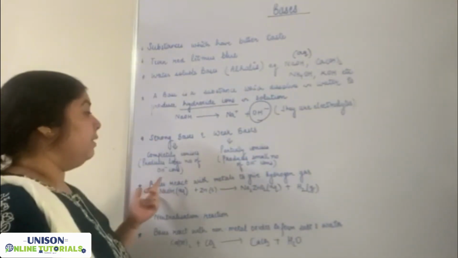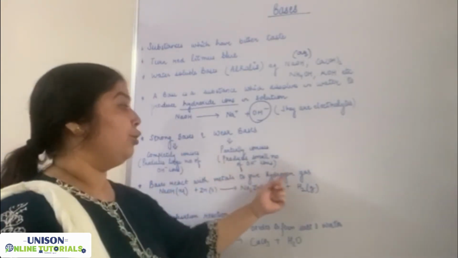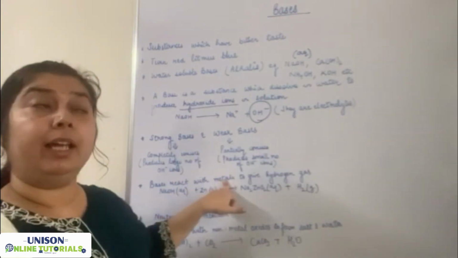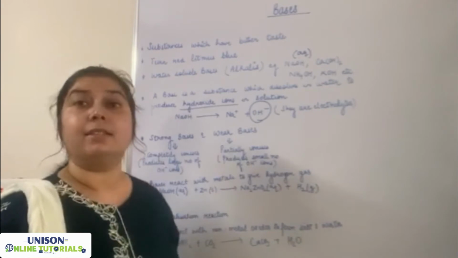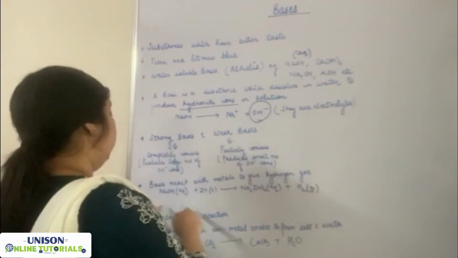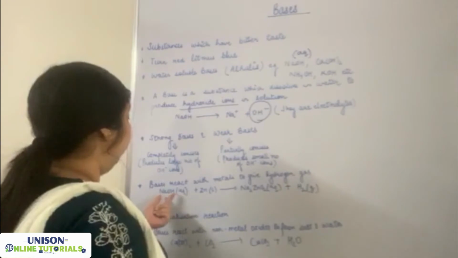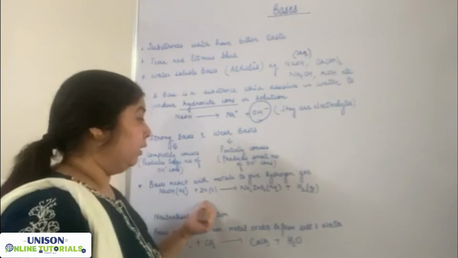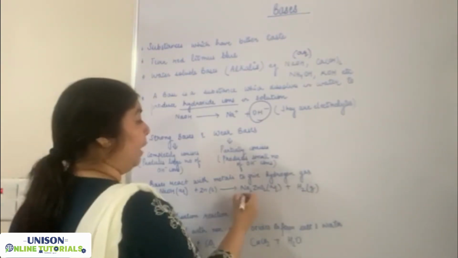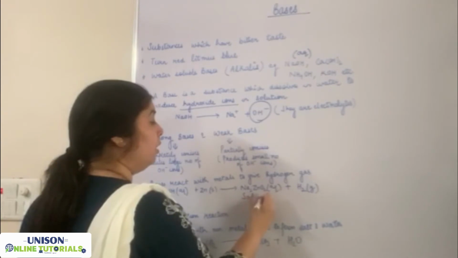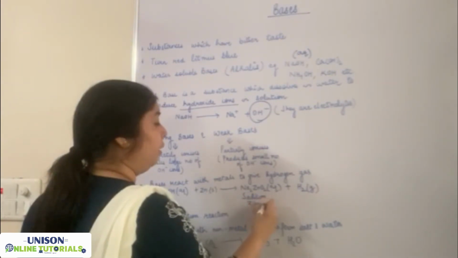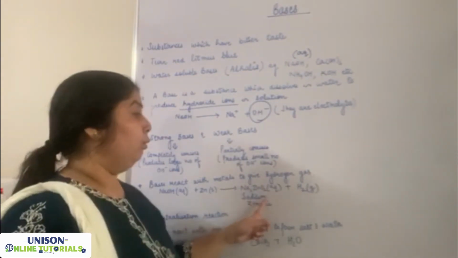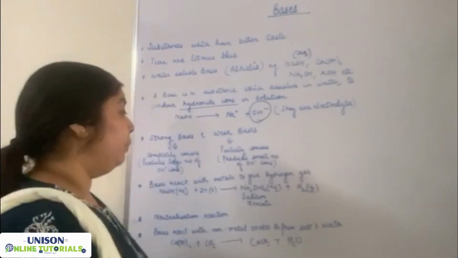Next property is bases react with metals to give hydrogen gas. Metals के साथ react करते हैं, acids भी react करते हैं और कौन सी गैस निकलती है? That is hydrogen gas. Similarly, bases have the property that NaOH here is reacting with zinc, that is, a base is reacting with a metal to give, the name of this compound is sodium zincate. So Na2ZnO2 plus H2, that is hydrogen gas, is liberated.